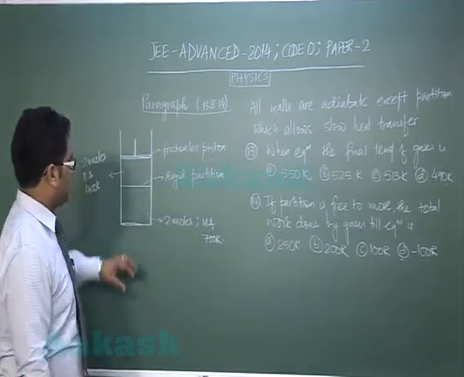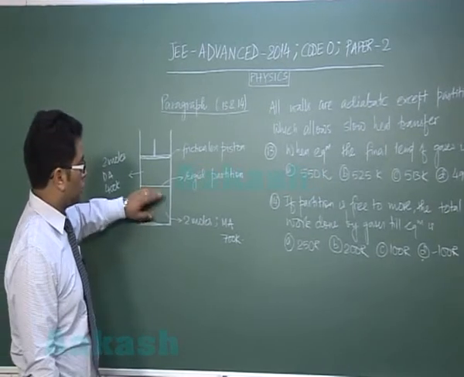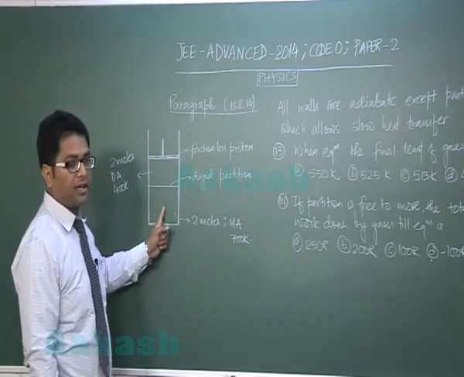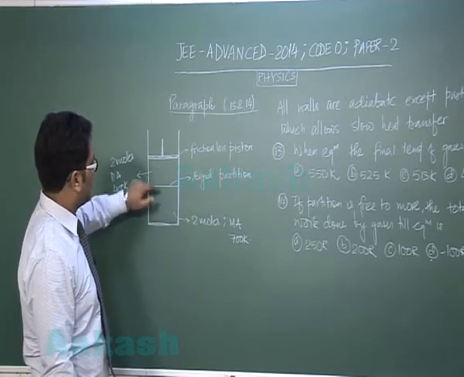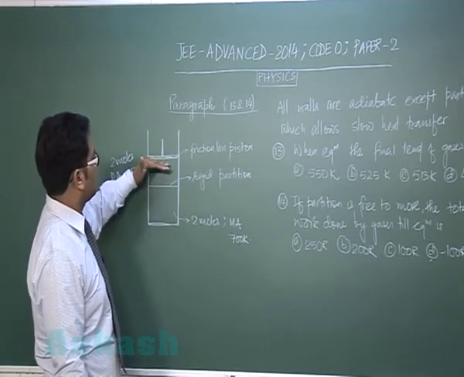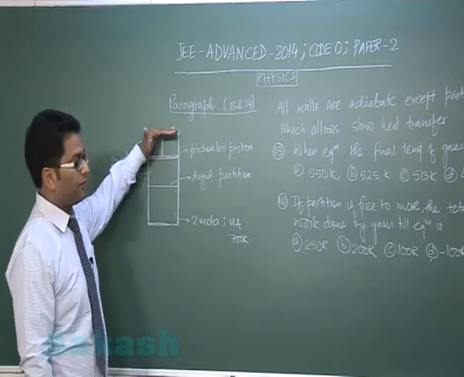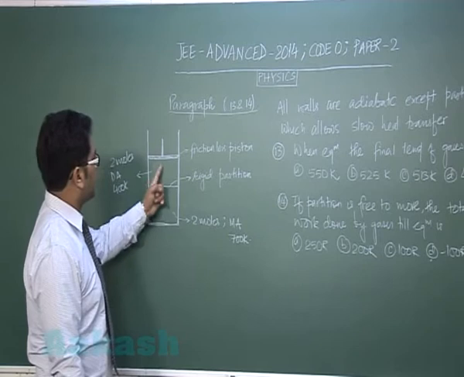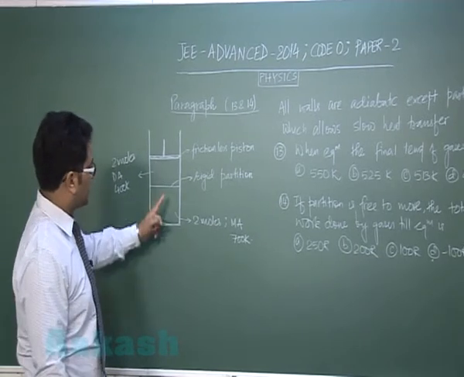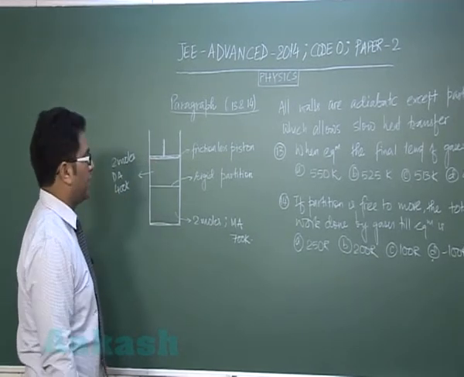Now you should see that this part of the process is isochoric, while for this other part, as heat starts flowing from here to here, the piston would start moving, and finally the motion always leads to a constant pressure. So this is isochoric, this is isobaric.